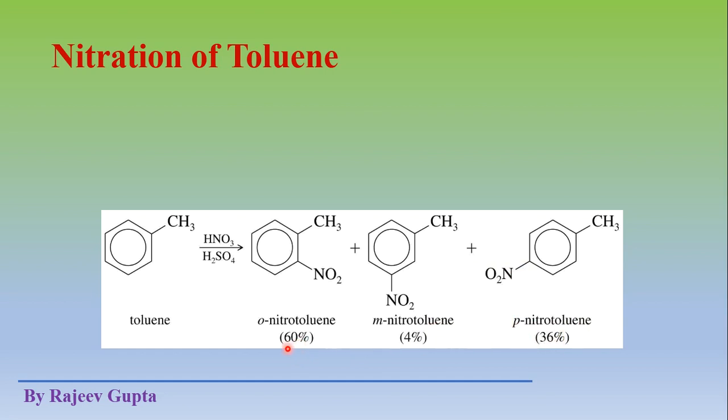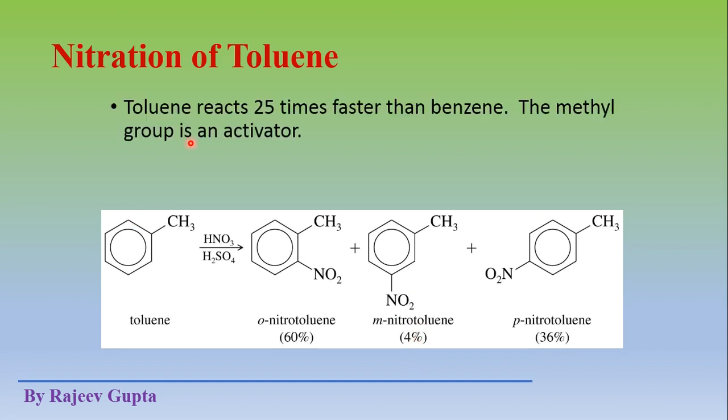Here the ratios are given. The ortho product is the major product here, which is obtained in a yield of 60%. Here this is 36%. These both products are major products, but this is somewhat higher than this product, and this is the lowest product, where the yield is almost negligible, 4%. So we see that toluene reacts 25 times faster than benzene.